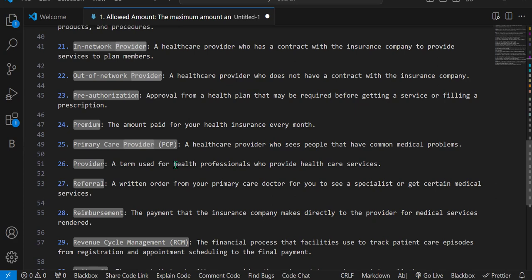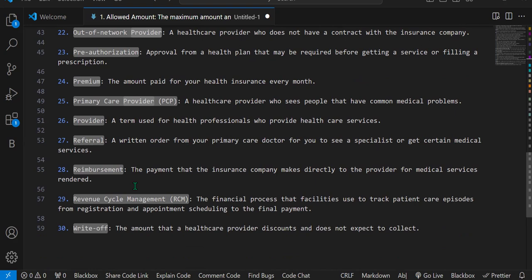You can go to a professional doctor, like an MBBS doctor who is specialized in lung disorders. You can go to that provider and get the services done. So it's a referral from the RMP doctor to the specialized doctor. That is called referral. It is a written order from your primary care doctor for you to see a specialist or get certain medical services. 28. Reimbursement: the payment that the insurance company makes directly to the provider for medical services rendered.